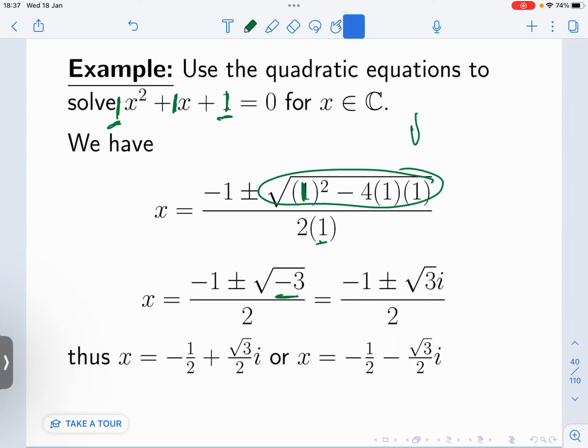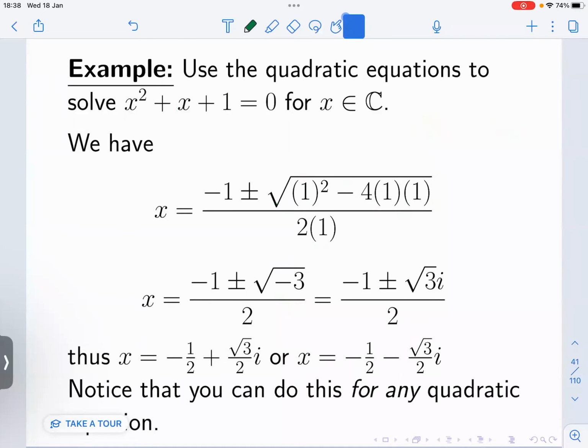But remember, if you have the square root of a negative number, let's say -x, this is just the square root of x times i. So we're going to get the square root of 3 times i. Already we see that the solution is complex. And thus we have two solutions, -1/2 plus square root 3/2 i, or -1/2 minus square root 3/2 i, as the roots of the equation. And we can do the same thing for any quadratic equation and solve.